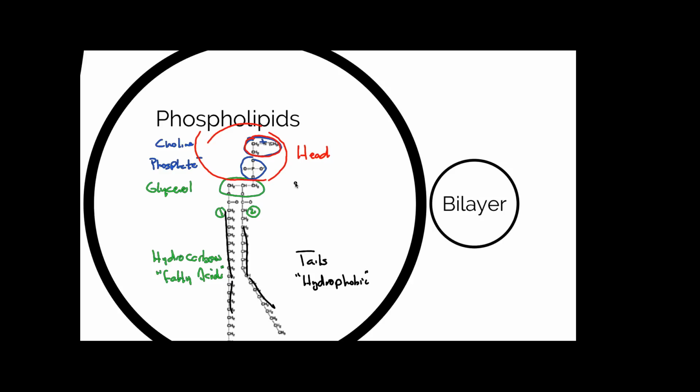Okay, the head, because it has the negative phosphate group and the positive choline group, is charged. It's polar. Okay, so it's going to be hydrophilic. And that's going to have an attraction to water. Okay, so phospholipids, as I mentioned, are an important structural component of cell membranes.